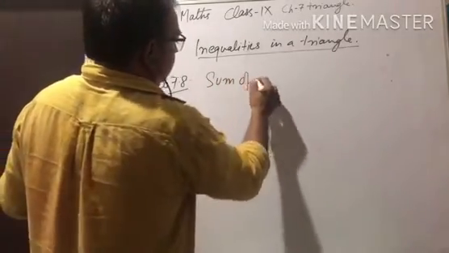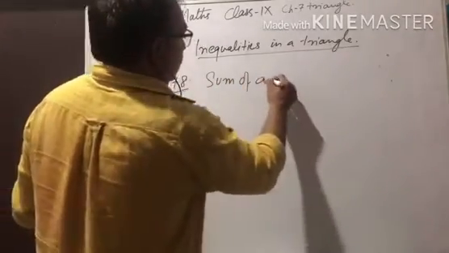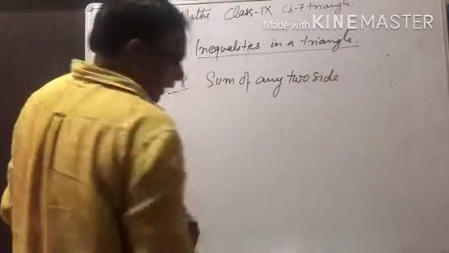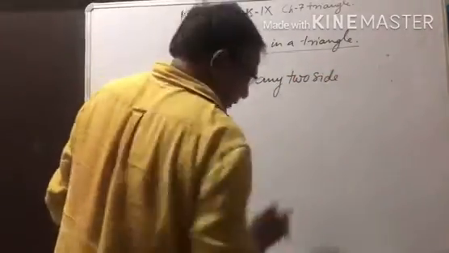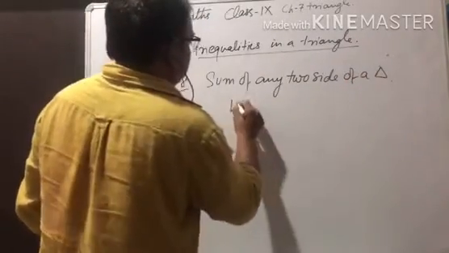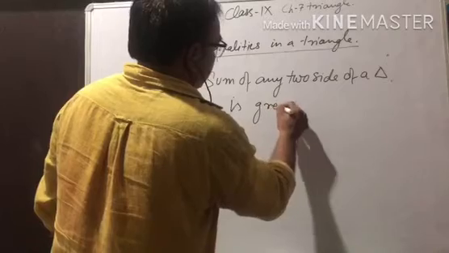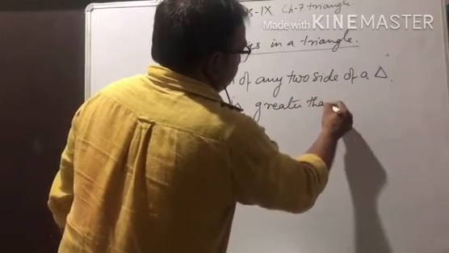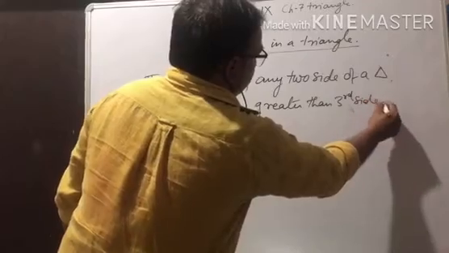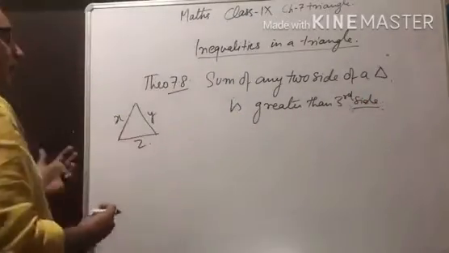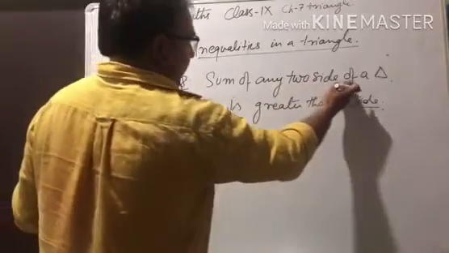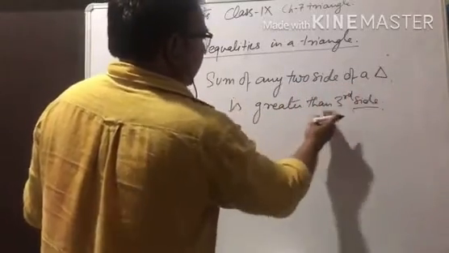Sum of any two sides of a triangle is greater than the third side. We already read this in class 7 or 8. The sum of any two sides of a triangle is greater than the third side.